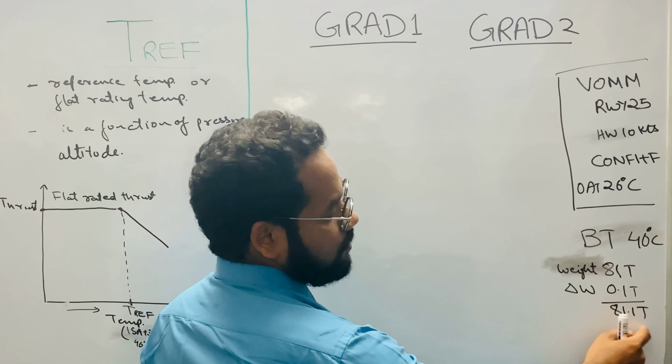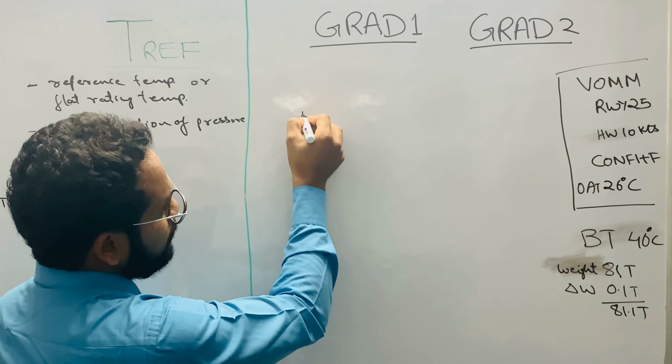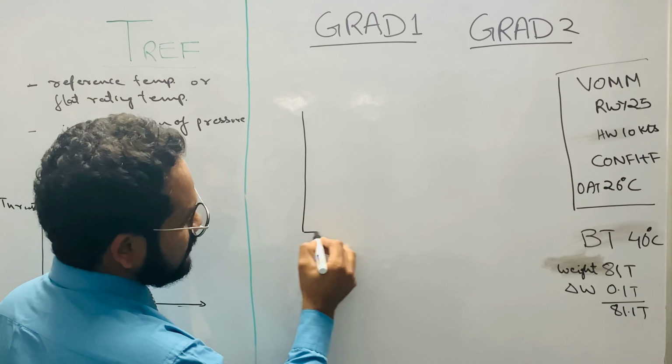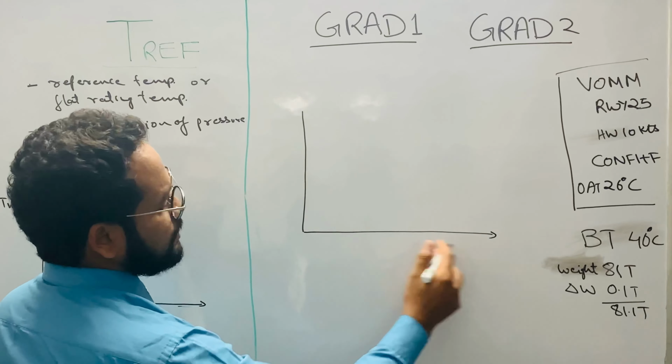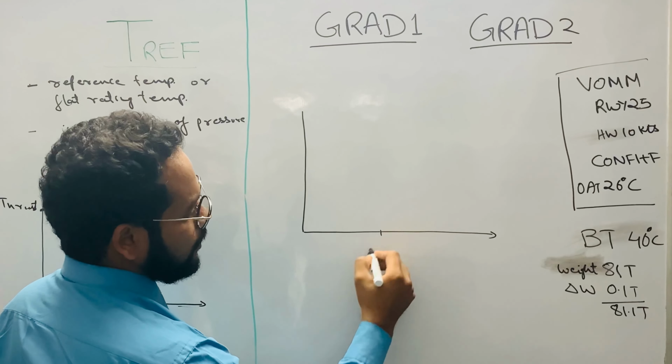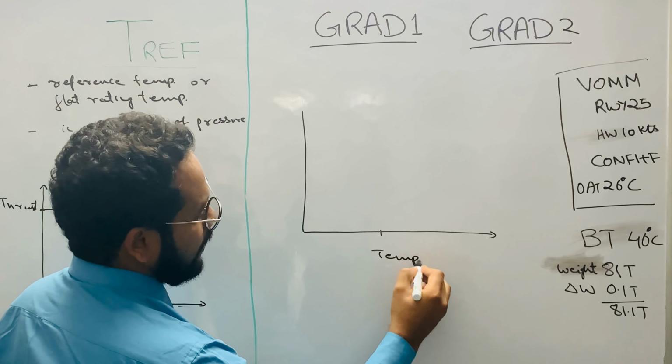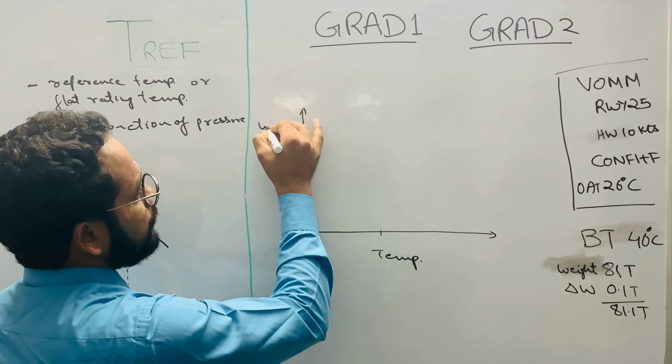So how do you calculate the weight? Here comes the role of the correction called the GRAD correction. In order to understand the concept of GRAD correction, always, if possible, try to draw this type of diagram: y-axis and x-axis, with the x-axis showing the temperatures and the y-axis showing the weight.